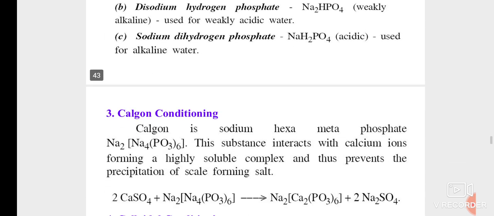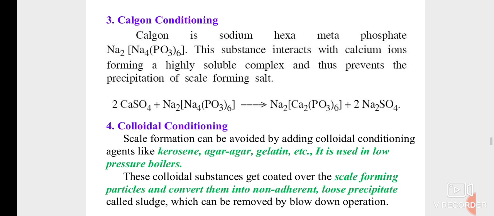Then we go to the next conditioning method, the Calgon conditioning. What is Calgon? Calgon is a coordination complex. Calgon is sodium hexametaphosphate, and its chemical formula is Na2[Na4(PO3)6]. Hexa means 6, so here 6 phosphates are available, hence it is called hexametaphosphate. Here sodium is the central metal atom and PO3 is the ligand.